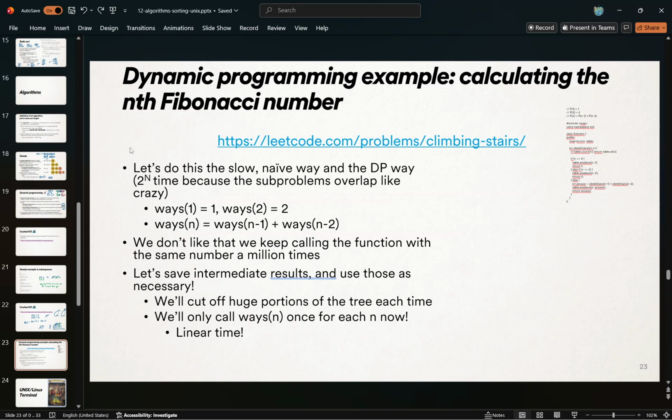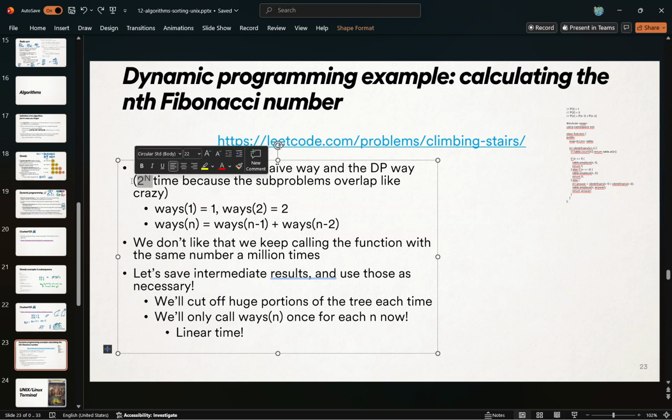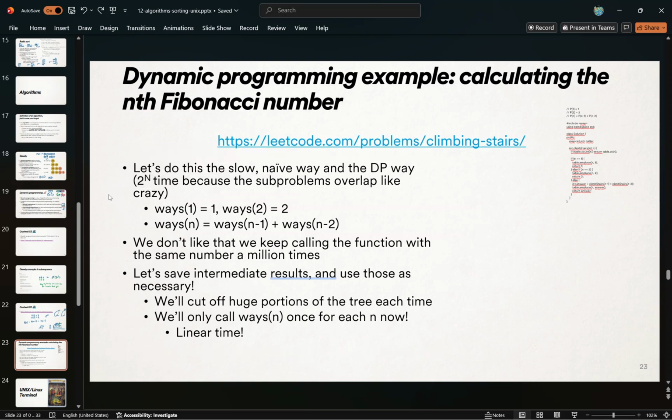We can do this a bunch of different ways. We can do it the slow way or the fast way. Do I want to do any of that with you right now? Not really. I guess we could code it up and do it wrong, but if you do it the naive way, then you're going to get disgustingly exponential time, because here would be your answer. The ways of 1 is 1, the ways of 2 is 2. Those are your base cases.